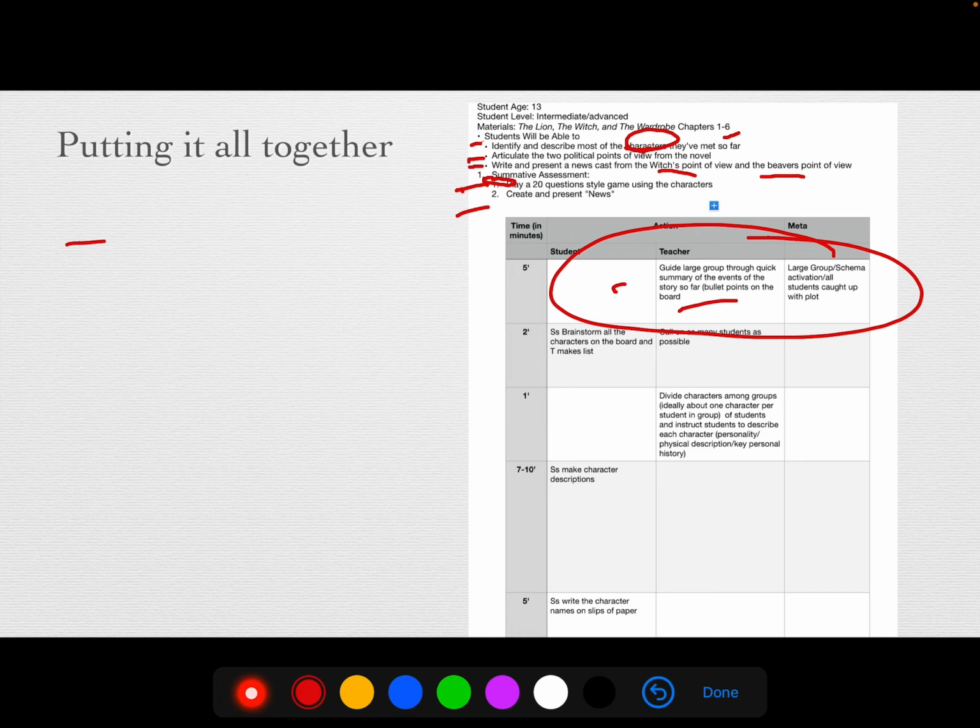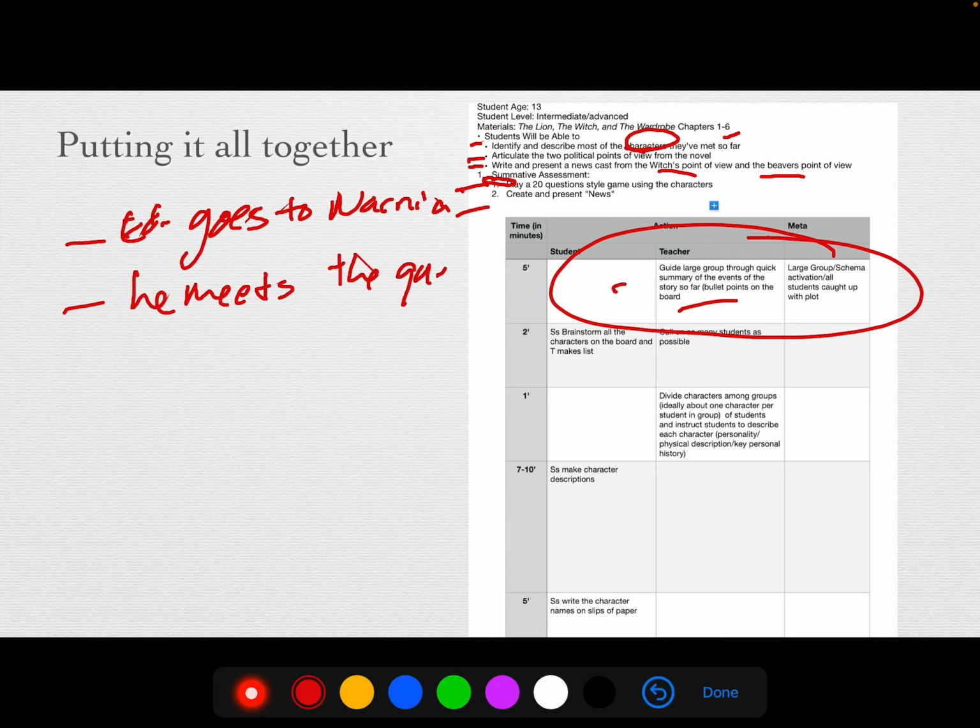If they know the title of the chapter, or if I just tell them the title, chapter 3 is Edmund and the Wardrobe, we'll go, "Okay, so on the board we'll write, Edmund goes to Narnia. Great. And what happens there?" He meets the Queen. And then I'll call on students. I'll elicit all of these answers from students. I'm not going to give them anything. The students will walk through what happens in chapter 3, chapter 4, then chapter 5, and then chapter 6.